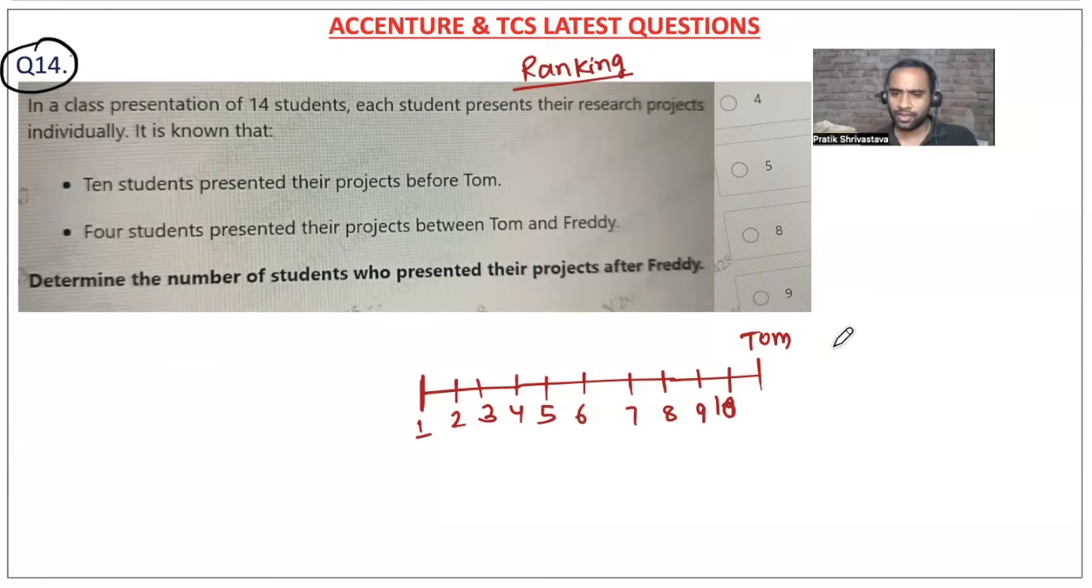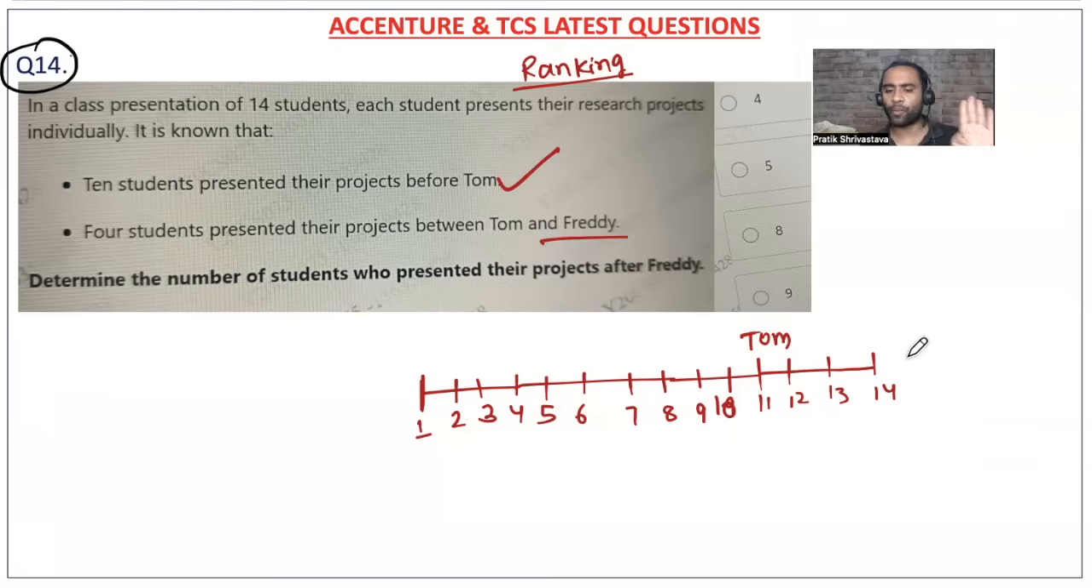Okay. Now before Tom, there are a total of 10 students who presented the paper. 4 students presented their paper between Tom and Freddy. Now total is nothing but 14. So this is 12, this is 13, and this is 14. Total number of students is 14. Okay, fine. Now they're telling 4 students presented their paper between Tom and Freddy.